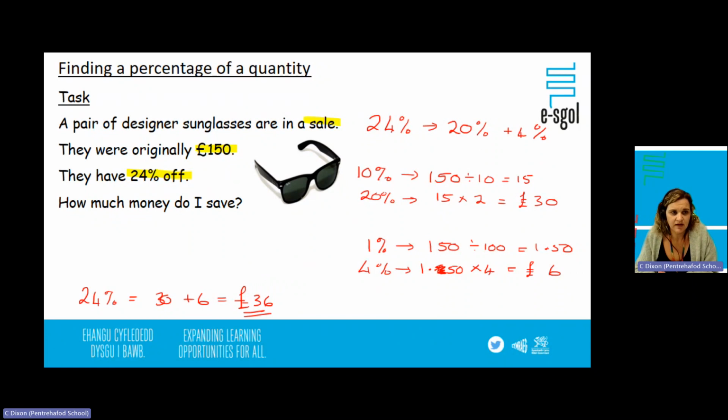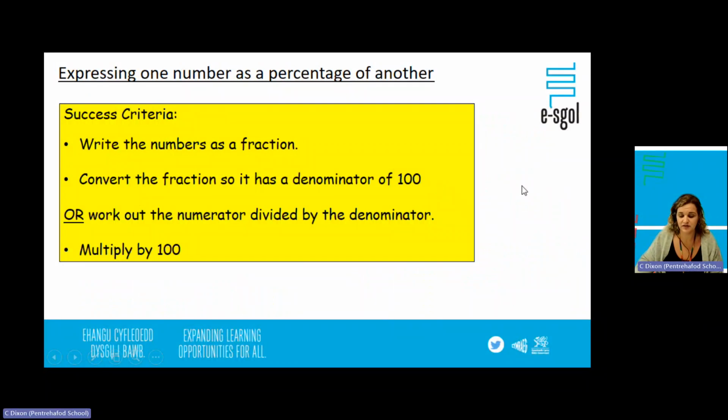Right, so that's the end of our percentage of quantity parts. The next part of what I showed you at the start of what was going to be there for the WJEC was expressing one number as a percentage of another. Okay, so I'm going to go on to that now.